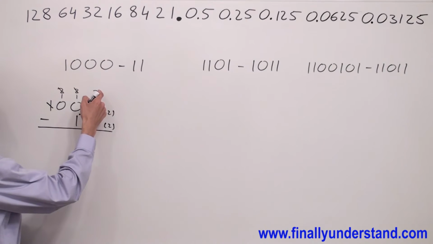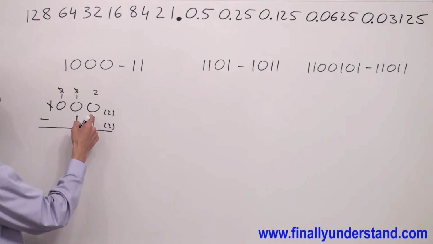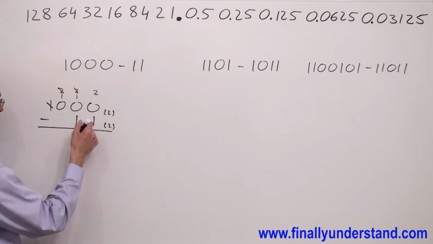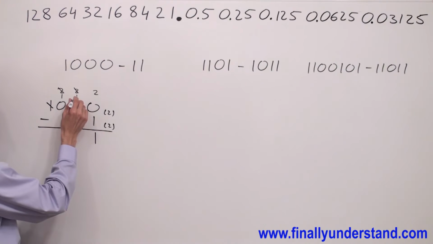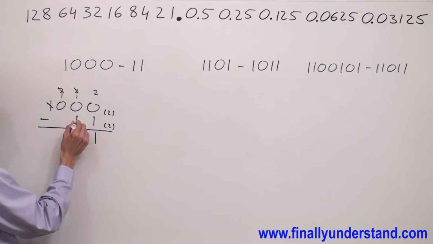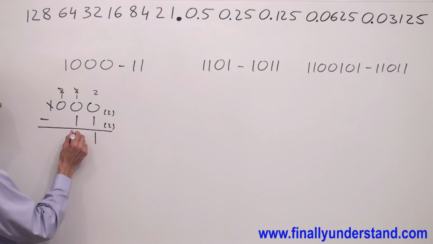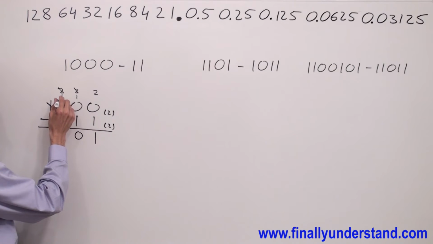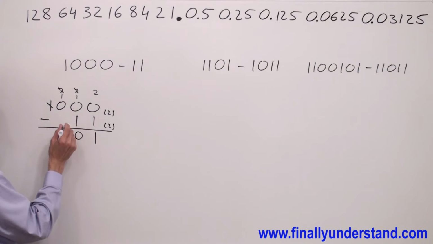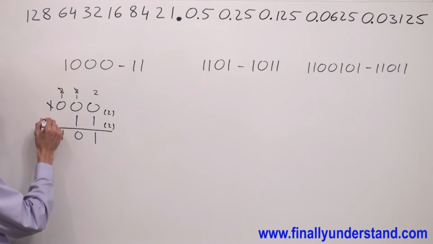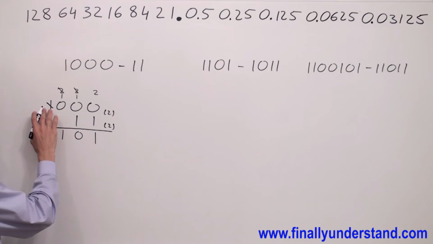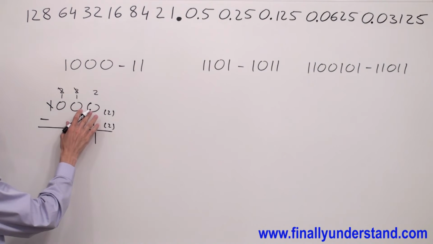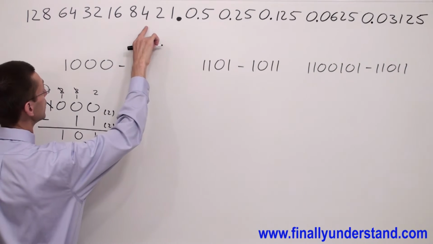So I have 2 minus 1. 2 minus 1 is equal 1. 1 minus 1 is equal 0. 1 minus invisible 0 is going to be equal 1. And this is, of course, going to be 0. I don't have to write it. And let's take a look what we have got. This is 1, 0, 0, 0. This is 1, 0, 0, 0.